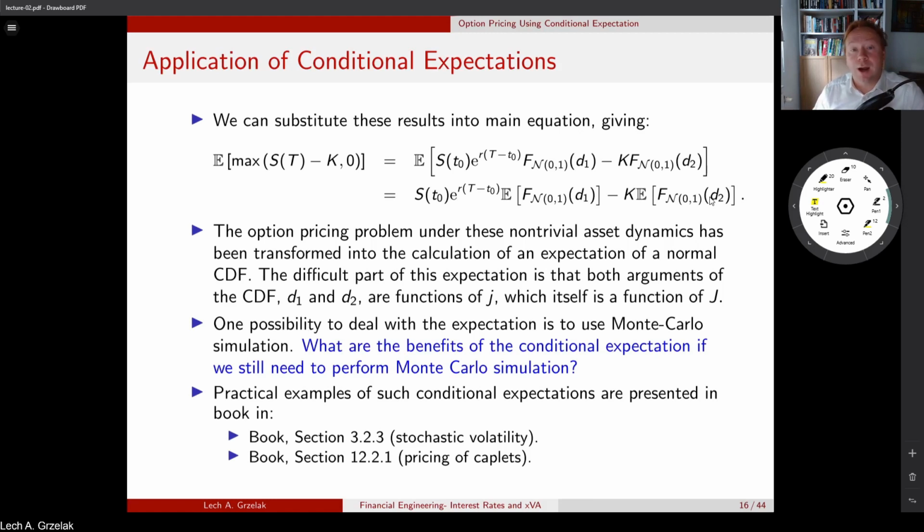It is still stochastic because one of the elements there is J, which is stochastic. And so this is this part. And of course, now you can ask, what are the benefits of the conditional expectation if we still need to perform a simulation? Obviously, those two expectations, you still need to compute them. So in order to compute them, you need to get samples for J.